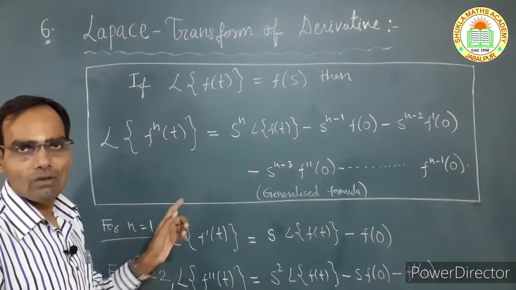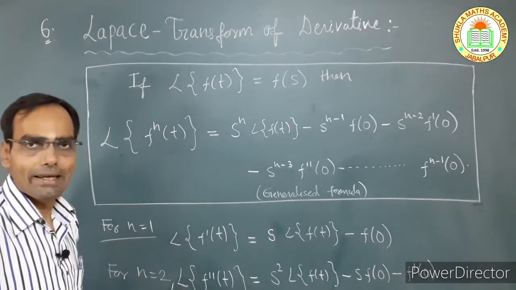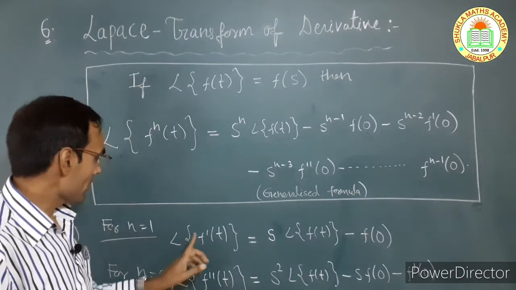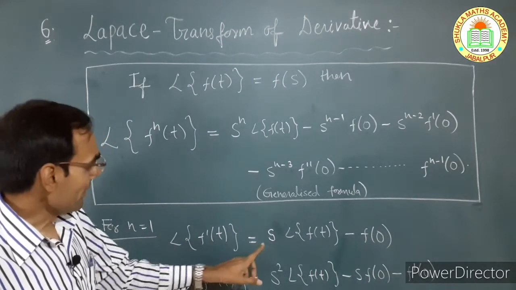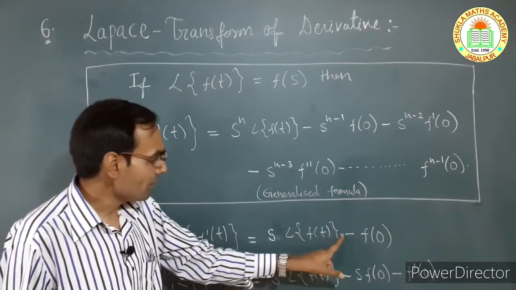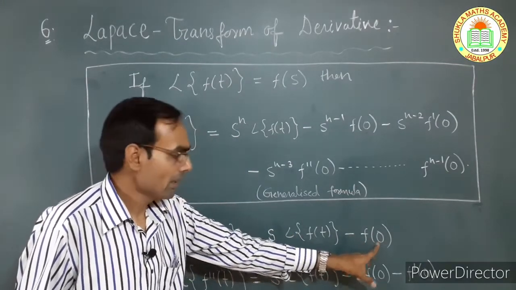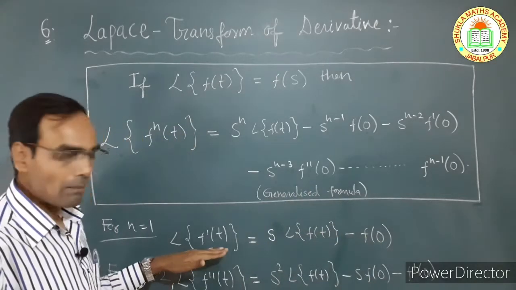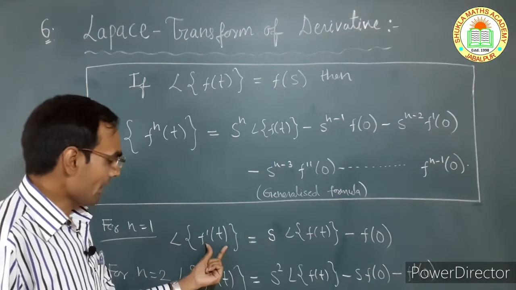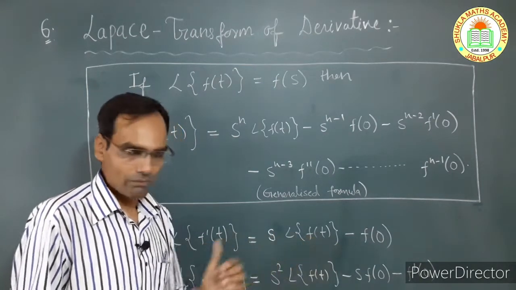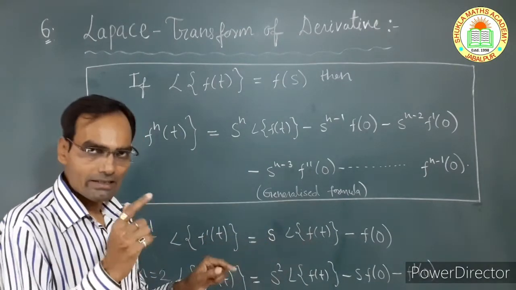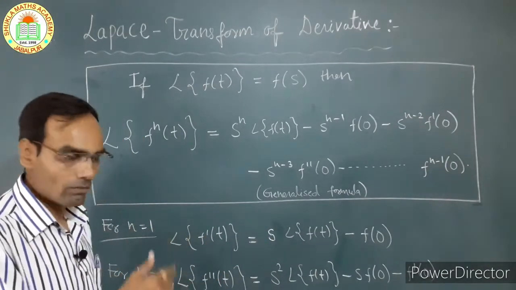I will explain this formula taking various values of n. For n equal to 1, suppose we have to find the Laplace transform of the first derivative, that is Laplace of f'(t). So it becomes s^1, means s into Laplace of f(t), minus f(0), right? That is the expansion of Laplace of f'(t). Now see here, the expansion for the first derivative contains two terms, that is n plus 1.